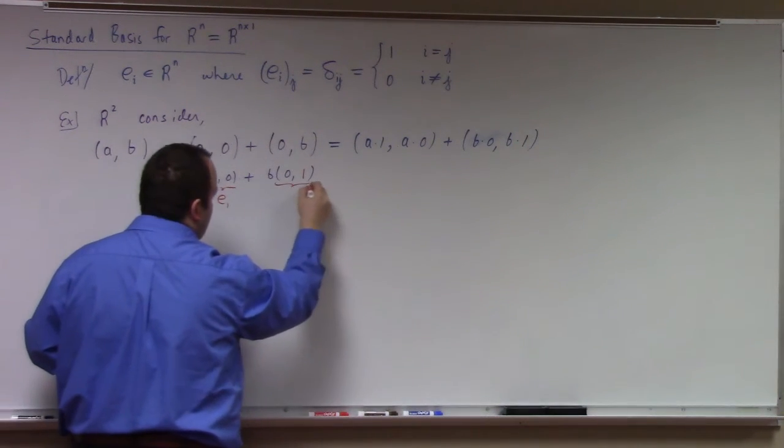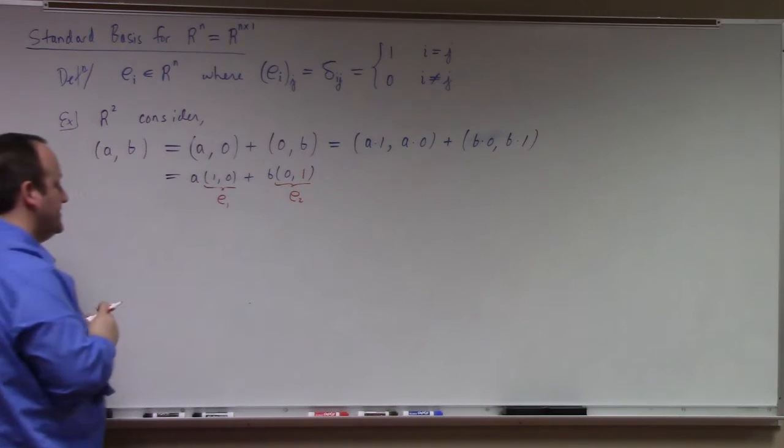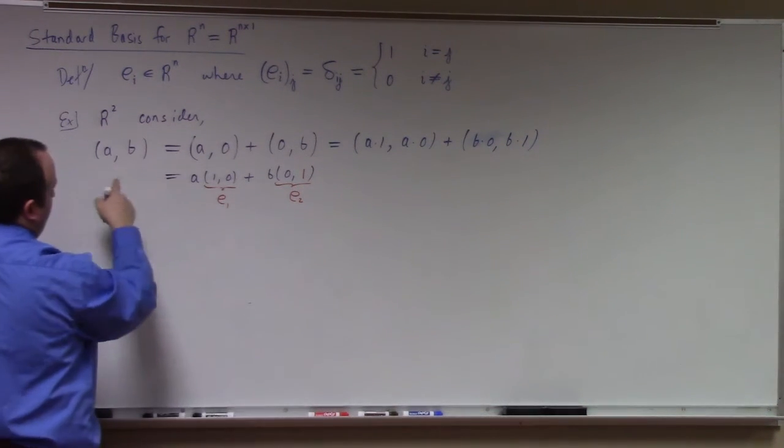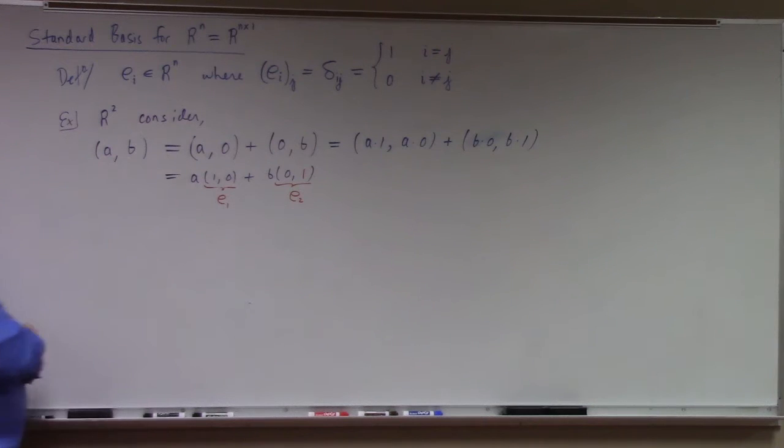But E1, E2. By definition, that's E1 and E2 for R2. And so what does this show? This actually shows that the vector (A, B) is a linear combination of E1 and E2, right? And which vector is that? This is an arbitrary vector, right? So any 2-vector over R can be built from E1 and E2. These are the fundamental building blocks.